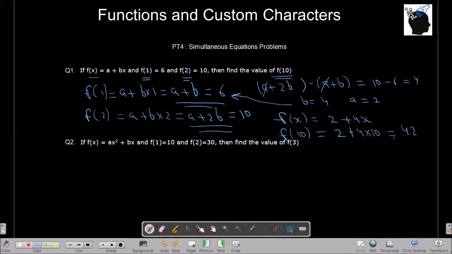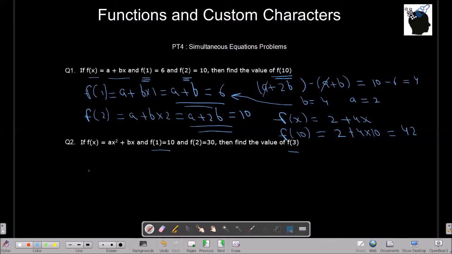So to solve this kind of problems, we need to substitute the values given to us. We need to figure out a function and use that function to find out the answer which we are looking for. Let's try one more. So f of x is equal to ax square plus bx, and f of 1 is equal to 10 and f of 2 is equal to 30. Then we need to find the value of f of 3.